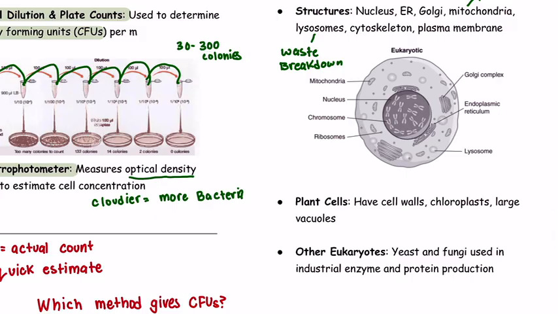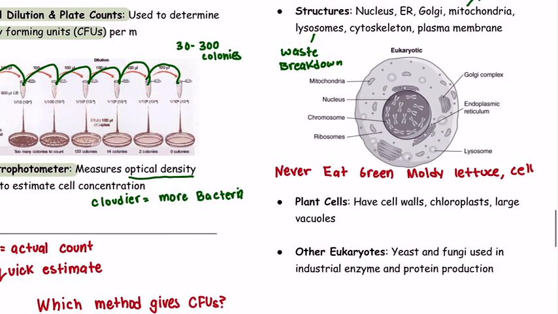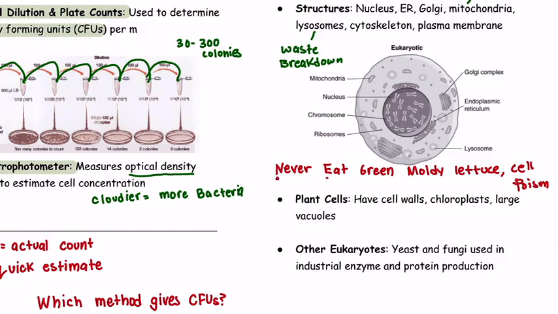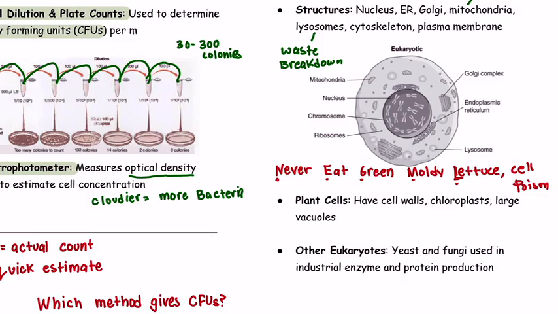So if you are confused as to what is in a eukaryotic cell, let's come up with another mnemonic device. Never eat green moldy lettuce, comma, cell poison. Like, oh my god, don't eat green, some moldy lettuce. Right, so nucleus, endoplasmic reticulum, Golgi apparatus, mitochondria, let's capitalize L here for lysosomes, cytoskeleton, and then you have that plasma membrane.